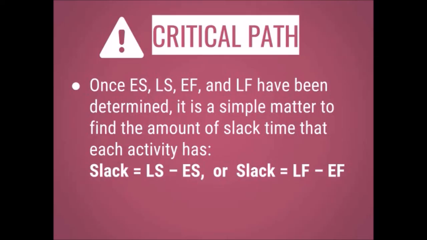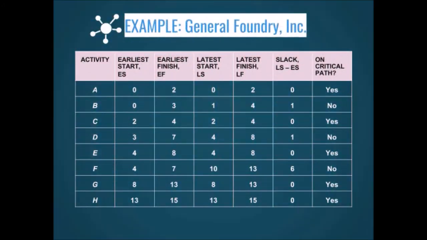Once the earliest start, late start, earliest finish, and latest finish have been determined, it is a simple matter to find the amount of slack time for each activity. Slack is computed as late start minus early start or late finish minus early finish. In this image, we have computed slack for each activity. If slack is equal to 0, it is considered to be part of the critical path because any delay in the critical path can cause a delay in the entire completion of the project.